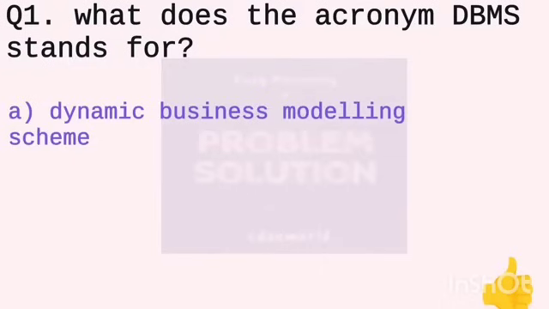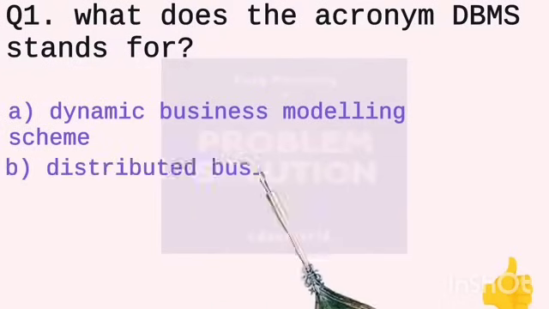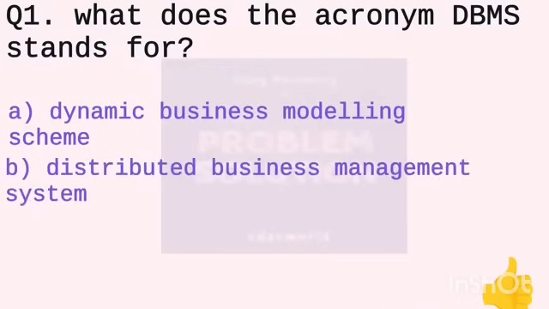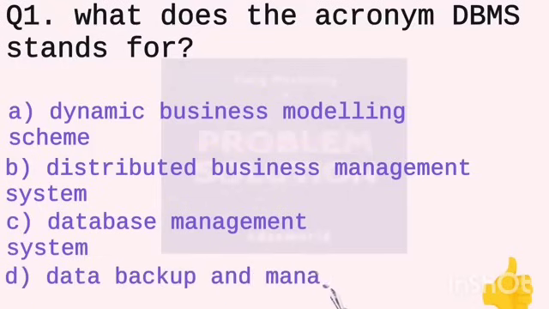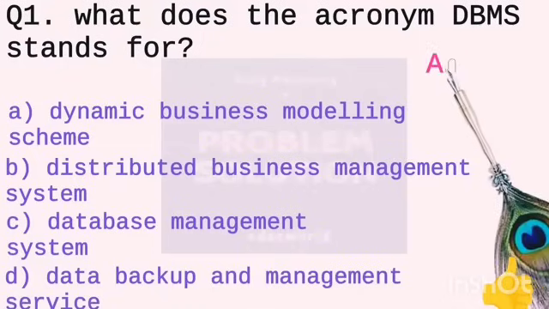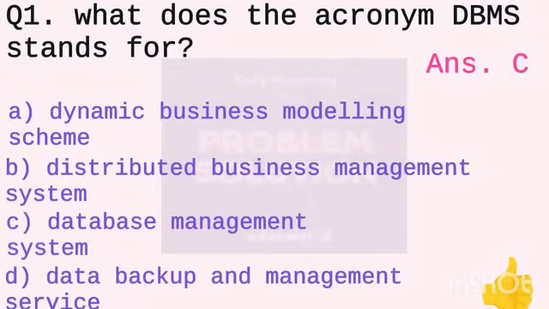Business modeling scheme. Option B, distributed business management system. Option C, database management system. Option D, data backup and management service. And the answer is C, database management system.